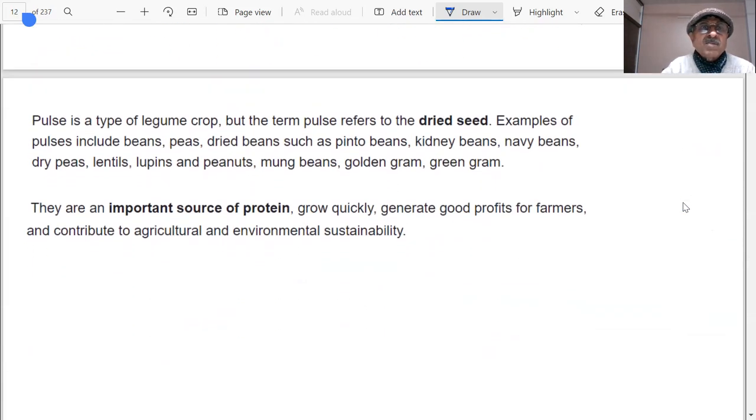What else is there? You mentioned pulses. What is a pulse? A pulse is a type of legume crop. We are talking about crops. It is a legume crop, but the term pulse refers to dried seed. These are dried seeds.